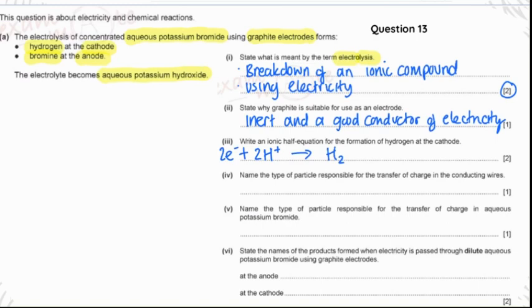Name the type of particle responsible for the transfer of charge in the conducting wires. Well, in wires, it's always electrons that conduct electricity. And name the type of particle responsible for the transfer of charge in the aqueous potassium bromide. Well, in the electrolyte, it's always ions.